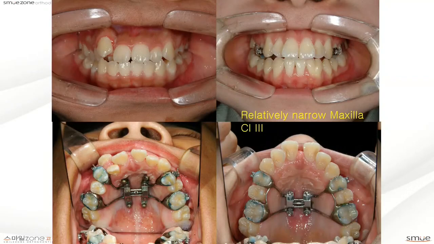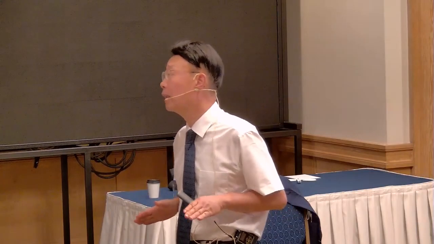It's just common sense that the maxilla, if the class 3, skeletal class 3 camouflage cases, maybe there is a lot of chance we have to expand the maxilla to camouflage the treatment. У многих есть представление, что если у пациентов мезиальный прикус и есть сужение верхней челюсти, что расширение верхней челюсти поможет нам камуфляжно вылечить данного пациента.